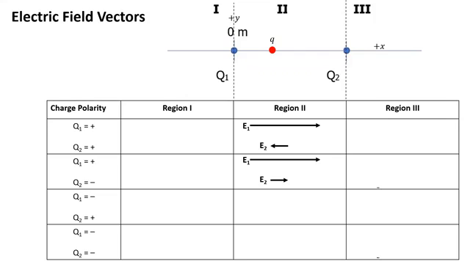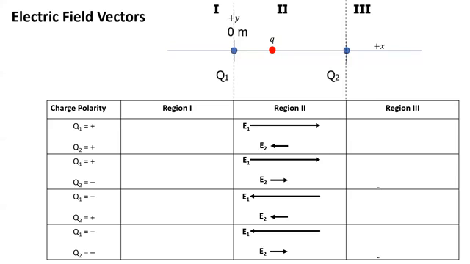If Q2 now is negative, Q2 will try to pull it towards itself. So both E field vector 1 and 2 point in the same direction. If Q1 is instead negative and Q2 is positive, then instead of being pushed or pulled to the right, now it's going to be pushed and pulled to the left. Q1, which causes E field vector 1, will be pulling it to the left. And Q2, which is positive, creates E field vector 2, which pushes the test charge to the left.